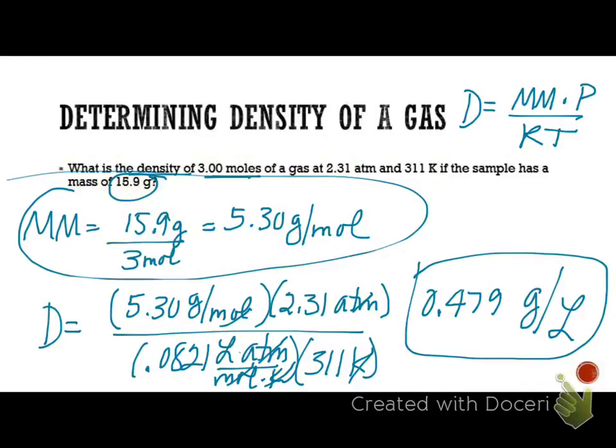I'm not going to do the next one, but I'll tell you that the answer to the next one is 1.56 grams per liter if you want to try to work it out. And then, of course, you have your examples in the notes that I already gave you the answers to, so that way you know if you can work it out correctly.